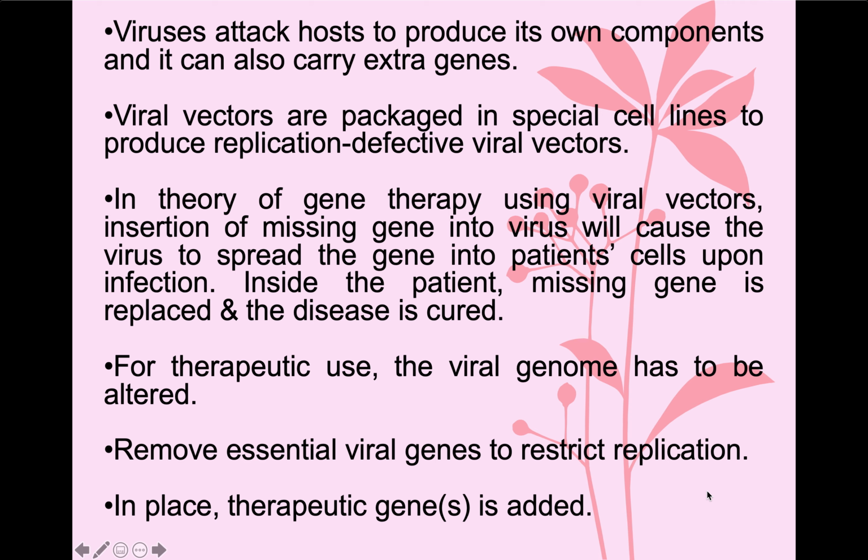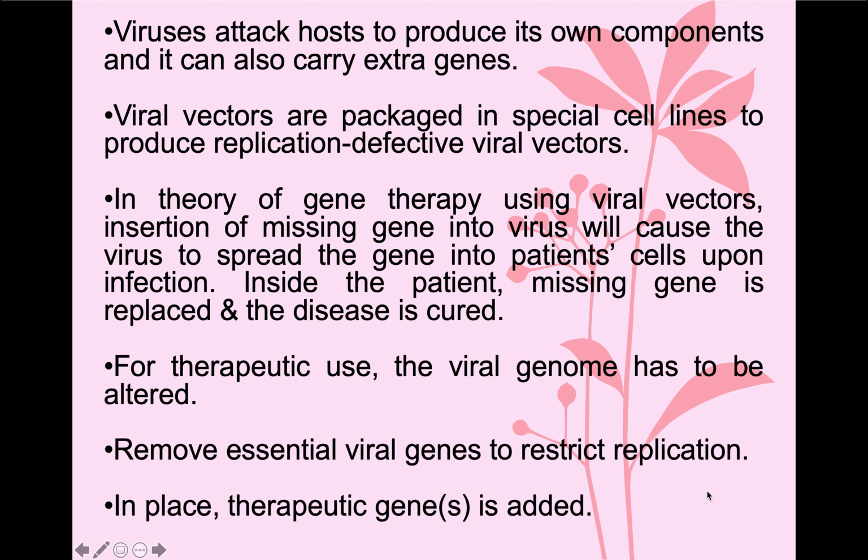Now, we know that in nature, viruses attack hosts to produce their own components, but they could also carry certain extra genes. So viral vectors are usually packaged into special cell lines to produce replication-defective viral vectors. Simply said, in theory, insertion of a missing gene into the virus will cause the virus to spread the gene into the patient's cells upon infection. Inside the patient, the missing gene is replaced by the transgene carried by the virus, and hopefully, the disease is cured.